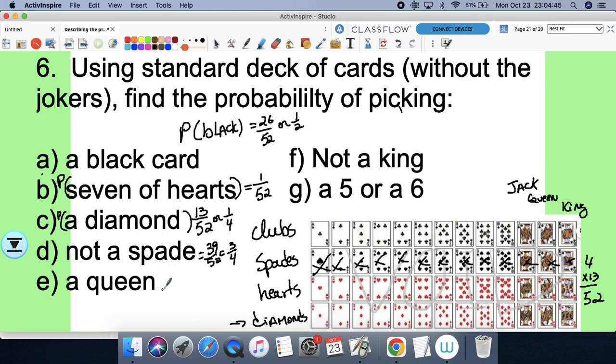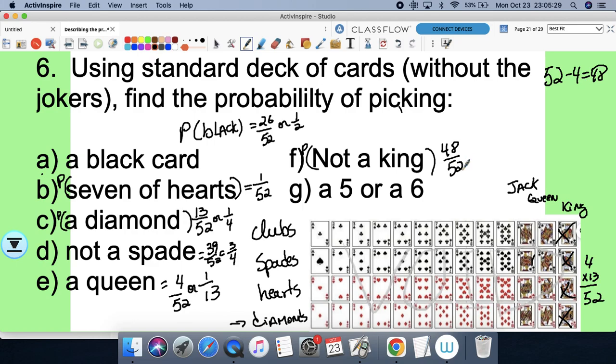A queen. Well, how many queens do we have? Let me take this out. 1 queen, 2 queens, 3 queens, 4 queens. So 4 out of 52, or 1 out of 13. This one, not a king. So no king, no king, no king, no king. So it would be 52 minus 4, which is 48. So we get 48 out of 52. We can simplify this. Divide by 2, we get 24 over 26. Divide by 2 again, and we get 12 over 13.